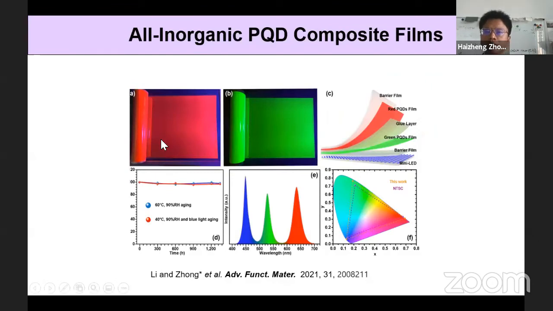And here are the resulting samples. By combining both the red and green composite films, we achieved a very efficient wide color gamut LCD backlight demo.